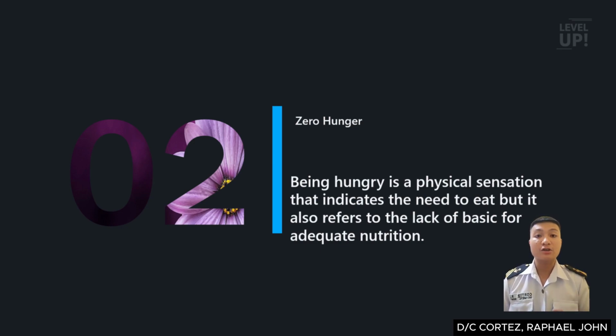The United Nations has proposed a series of measures to end world hunger. One of them is to help developing countries improve their food production so that they become more autonomous and less dependent on other countries. So that's the second Sustainable Development Goal of the United Nations.